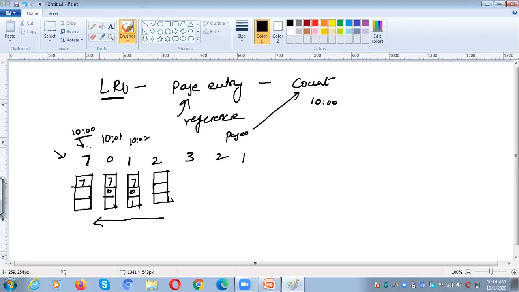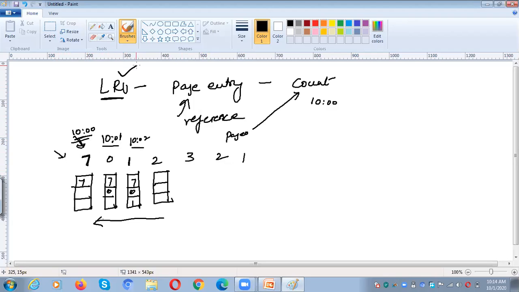How can we say that? With the help of time. We have come to a conclusion that 7 was used long back when compared to 0 and 1. How can we say that? Based upon the time only. So we need to maintain that information.